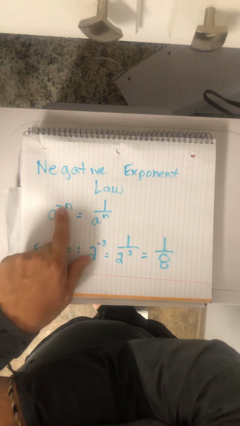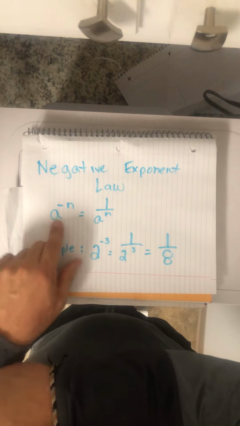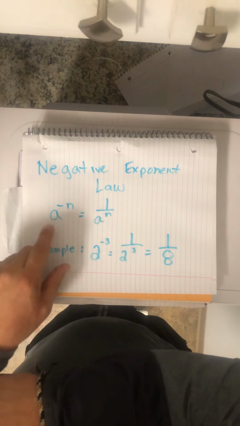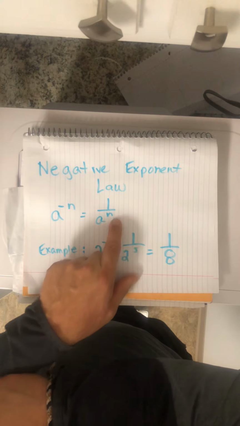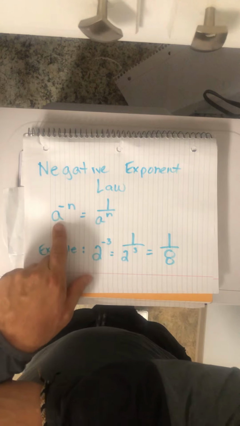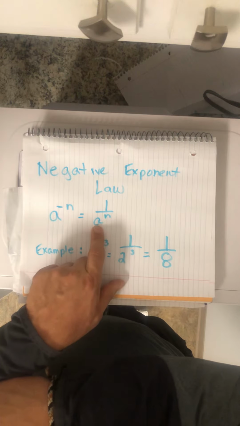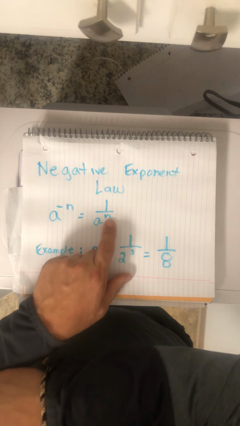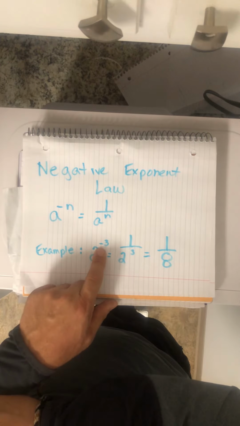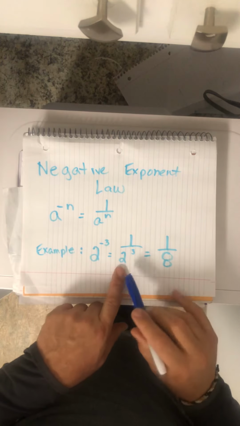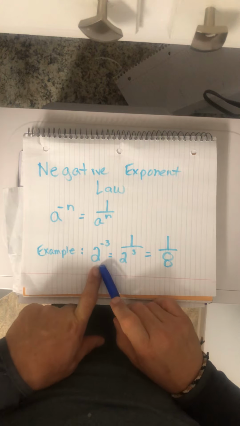Any number to a negative power is equal to 1 over that number to a positive. So yes, basically all you're doing is taking the base, changing the power of the base to a positive and writing it under 1. For example, 2 to the negative 3 is the same as 1 over 2 to the third, and that equals 1 over 8.